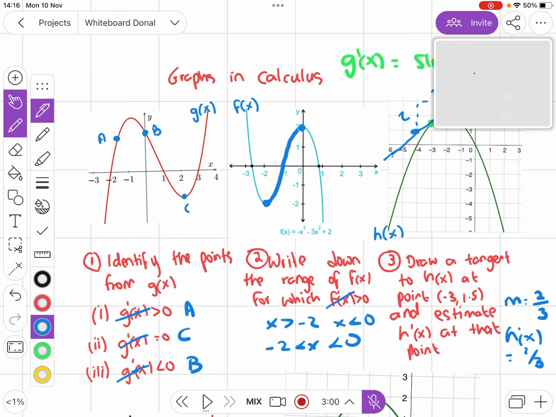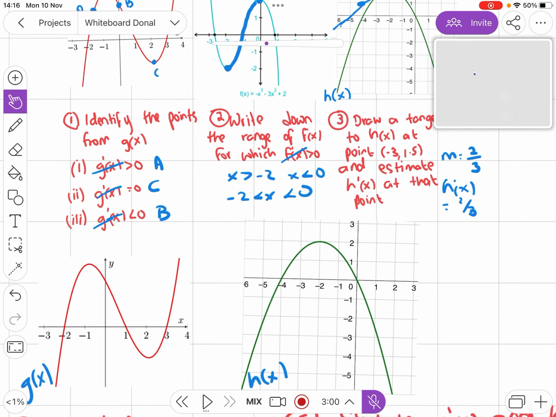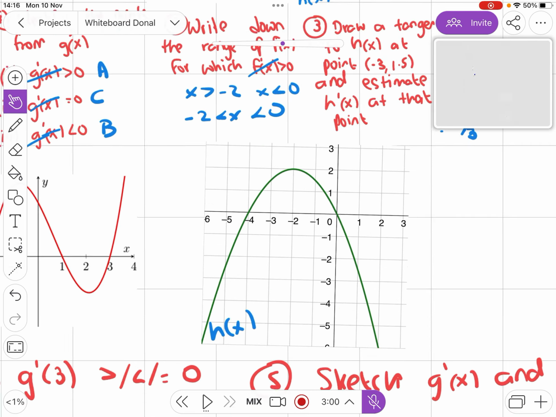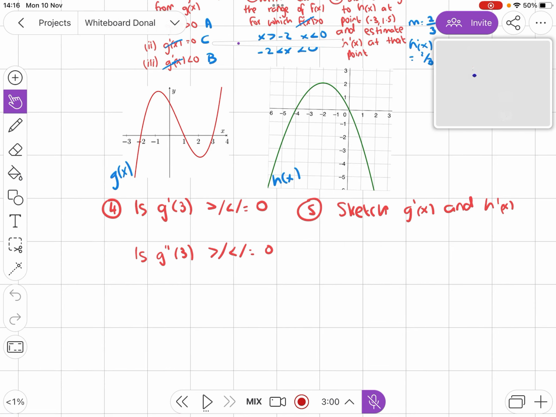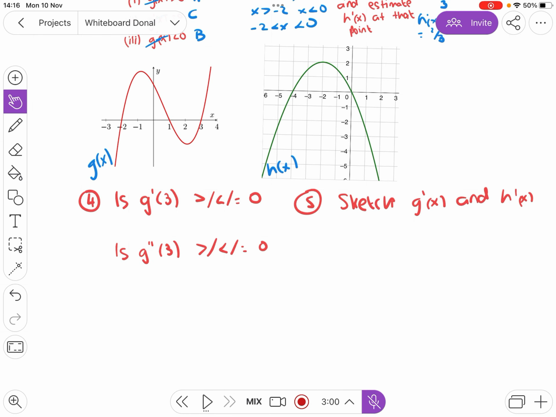Okay, moving down then to our next set of questions. So using the same 2 graphs from above, we have 2 last questions here. And again our graphs are labelled g of x and h of x. For question 4, it says, is g dash of 3 greater than, less than, or equal to 0? And the next bit then is, is our second differentiate greater than, less than, or equal to 0? Now remember, our first differentiate is slope. So the first one is the slope at x equals 3.